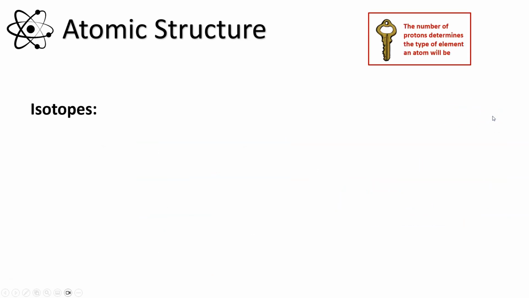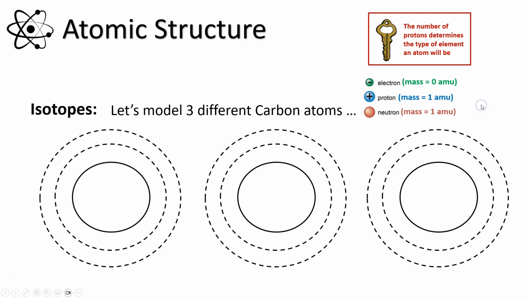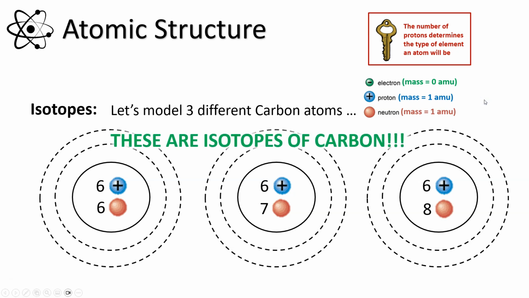So let's get a little bit deeper here and talk about isotopes. Keep that key idea in mind. The protons determine the type of element as we look at 3 different carbon atoms. And right off the top, that's a clue. These are different carbon atoms. So here's my 3 models that I'm going to use. Because they're all carbon, they're all going to have 6 protons. The difference between them will be the amount of neutrons. The first one has 6 neutrons, and 7, and then 8. And you're starting to see what makes these isotopes of carbon.